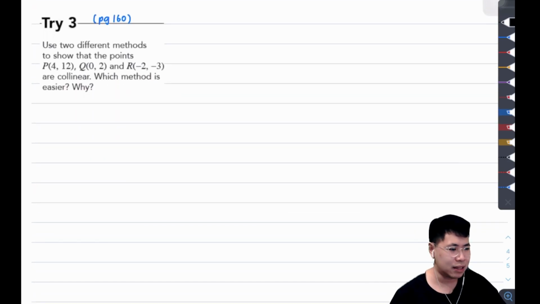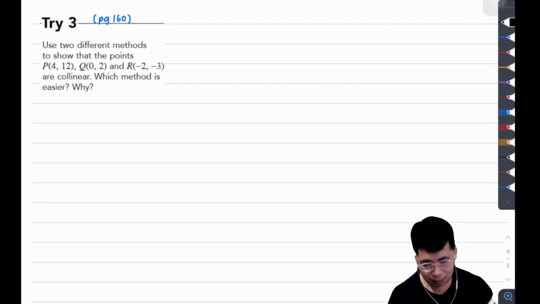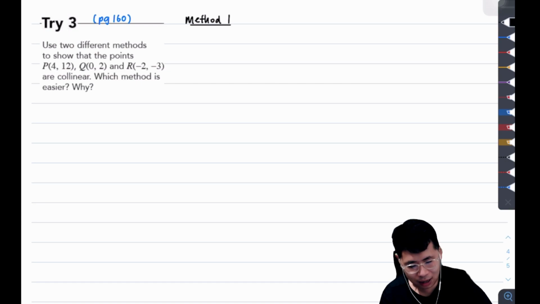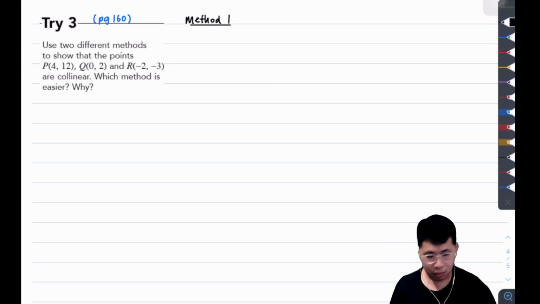Okay, so with that, we will jump straight into the next part, which is to solve try 3, to use 3 different methods to show that P, Q, R are collinear. Once again, I'm going to use method 1, which is the easier method, which is to show the gradient and state the common point.